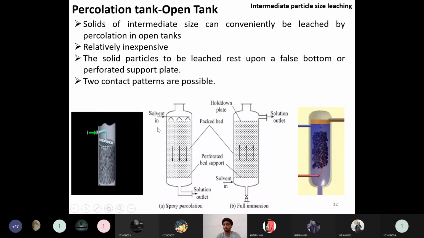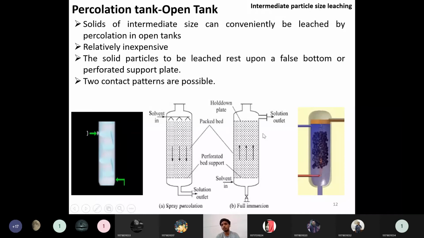In spray percolation, the solvent is sprayed on the fixed bed, travels from top to bottom, and finally the solution exits. Here, the supernatant solution, or leached solution, is extracted at the bottom. In the other case, the supernatant or leached solution can be extracted from the top.